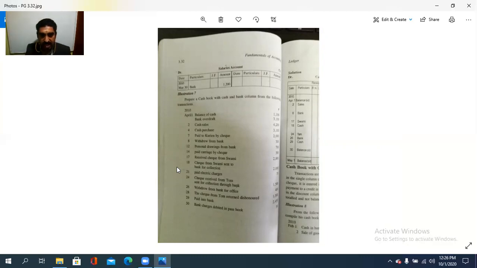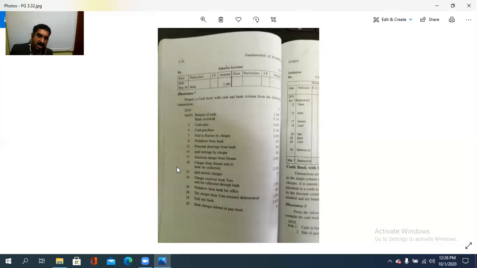Transaction: received a check from Swami 2,800 on 17th, and deposited. Check received and check sent for collection, cash affect, bank affect. So bank account debtor to Tom, entry for the check received, and also it is sent for collection.